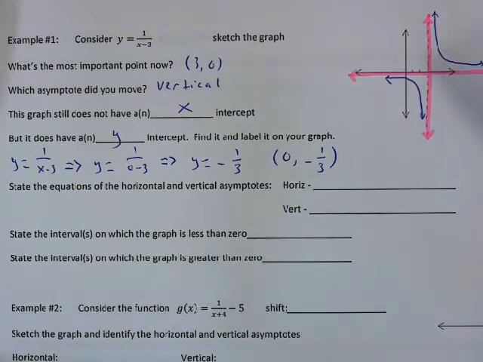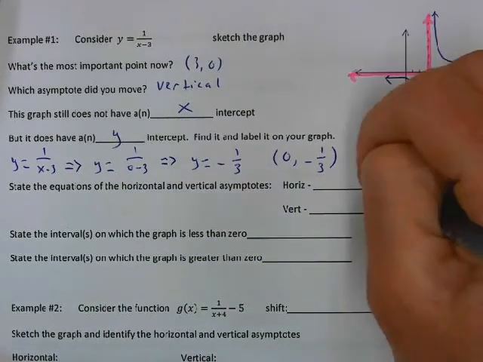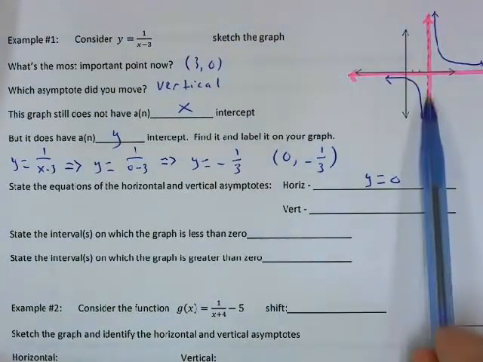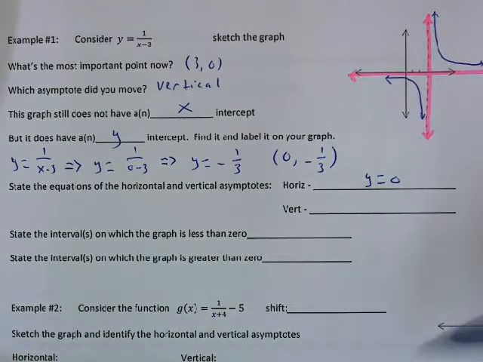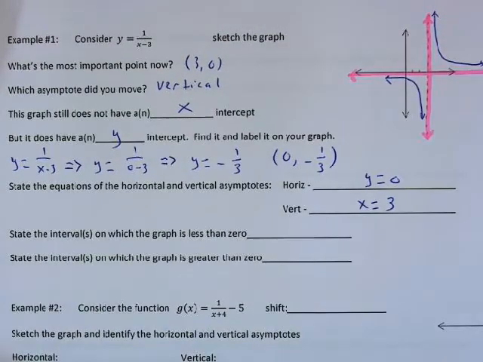So the horizontal asymptote, well, what's true about every point on this line? Well, it's y equals 0. And the vertical asymptote, what's true about every point on this line? Well, x equals 3. Okay. Next, state the intervals on which the graph is less than 0.